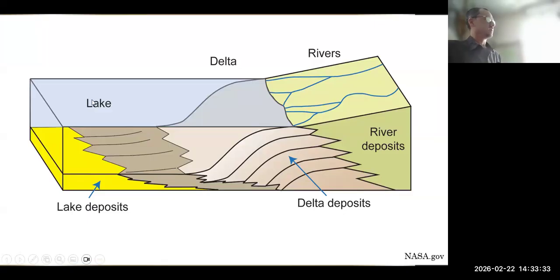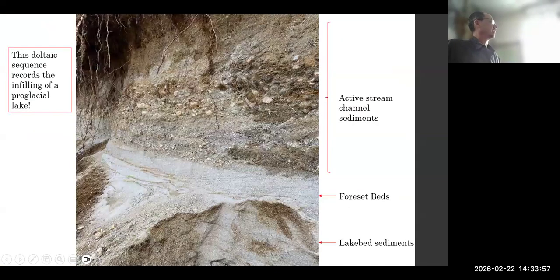Meanwhile, all the fine stuff is making its way out into the lake and dropping out and forming these lake deposits. Well, these deltas prograde, right? They build out into the lake over time, and eventually they're going to be on top of lake deposits. You're going to see this series of depositional forms, I should say. What do these look like in real life?